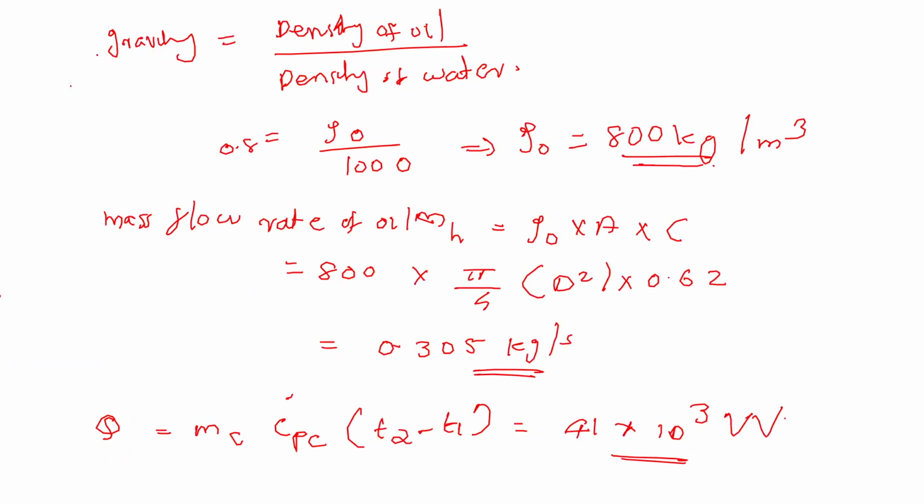Okay, after this what we have to do? So here what we did, we found the Q value, Q means heat transfer. Now we know one more formula, Q will be U A delta Tm. So delta Tm is what? It is the logarithmic mean temperature difference, that is LMTD. That we discussed already in the last class.